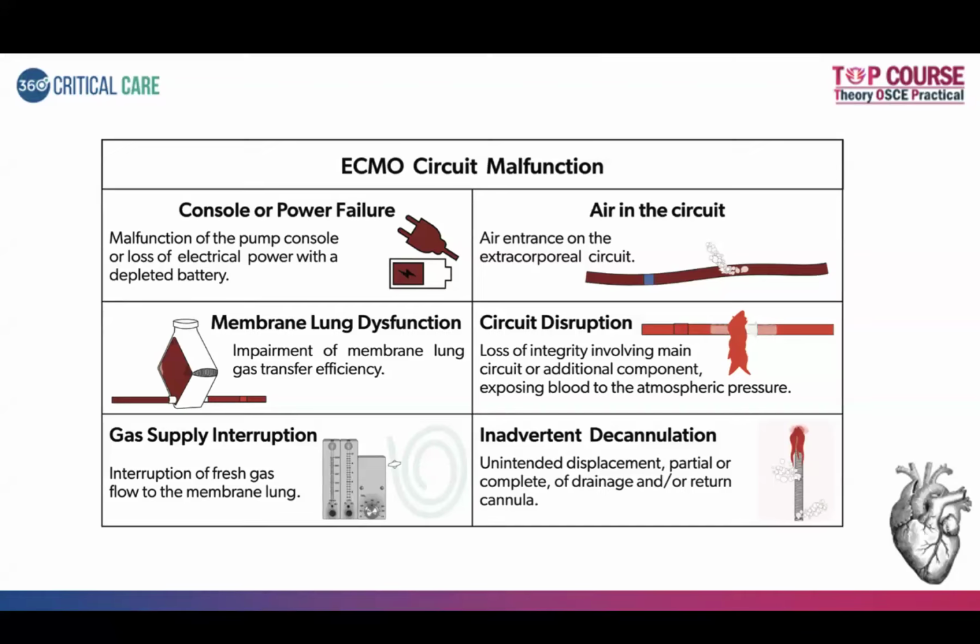There can be membrane lung dysfunction causing an impairment in membrane lung gas transfer efficiency. Circuit disruption can be there, especially if a lot of circuitry is placed on the floor and the staff, doctors, paramedics or housekeeping don't adequately look into the issue. They may accidentally pull the circuitry and that can cause disruption. Then there can be gas supply interruption, because of excessive movement around the patient causing disconnection of the tubes, and inadvertent decannulation, almost by the same mechanism.